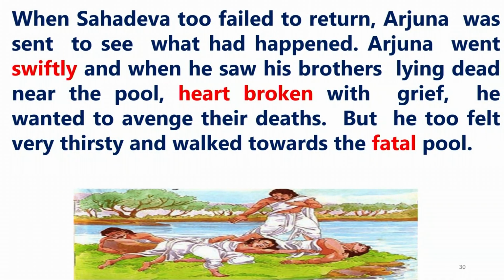When Sahadeva too failed to return, Arjuna was sent to see what had happened. Arjuna went swiftly, and when he saw his brothers lying dead near the pool, heartbroken with grief, he wanted to avenge their deaths. But he too felt very thirsty and walked towards the fatal pool.